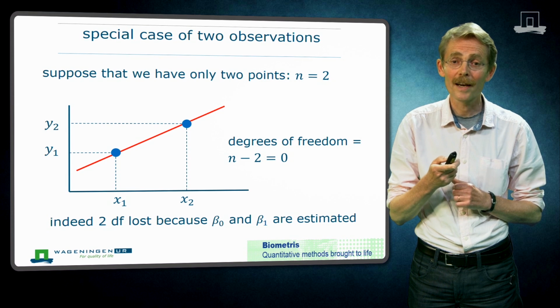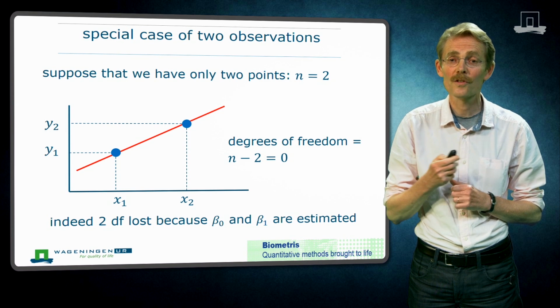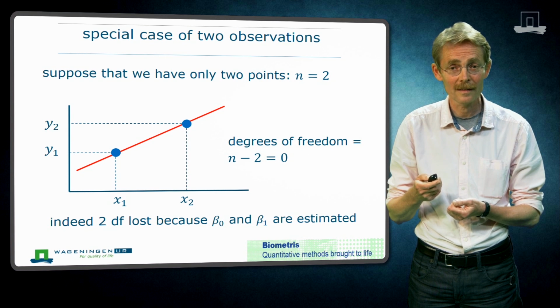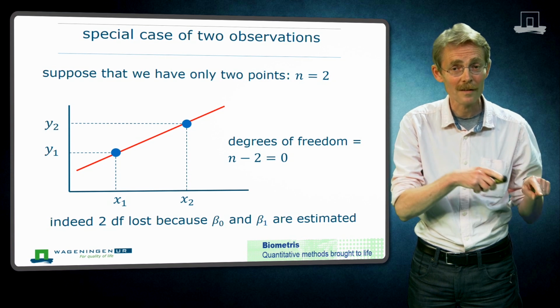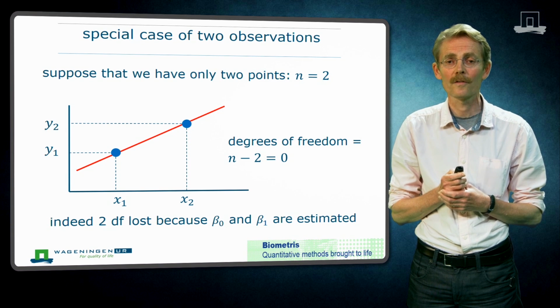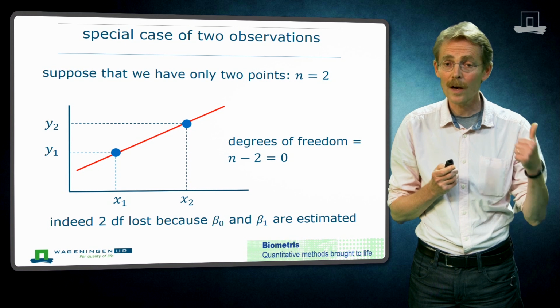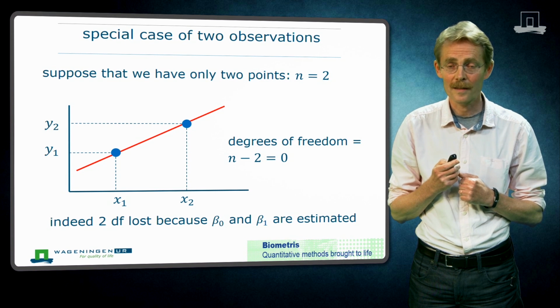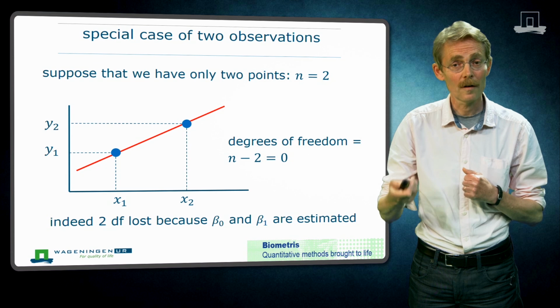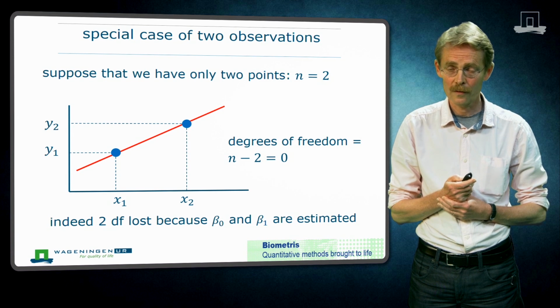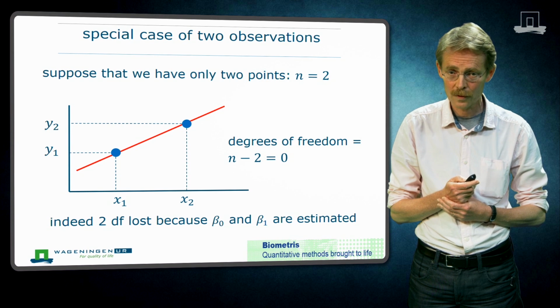So this illustrates that we actually lose 2 degrees of freedom because beta 0 and beta 1 are estimated. Because they are estimated, we have this line passing exactly through the points. When you add another point, a third point, you will have 1 degree of freedom for estimation of sigma square. When you add a fourth point, you have 2 degrees of freedom. So at the end, with n points, you have n minus 2 degrees of freedom.